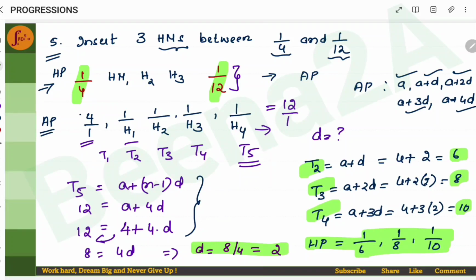Again, I just want to remind you that whenever you are taking an HP, you have to convert that into an AP. You have to take the reciprocals of each of these terms and then take the term formula. The last term is given here. Take the arithmetic progression term formula, then put in the first term which is there in the arithmetic progression and try to find the difference. And remember, take the reciprocal of the last term. Instead of 1 by 12, you have to take the last term in the arithmetic progression, which is 1 by 12 becoming 12 by 1, which is nothing but 12.